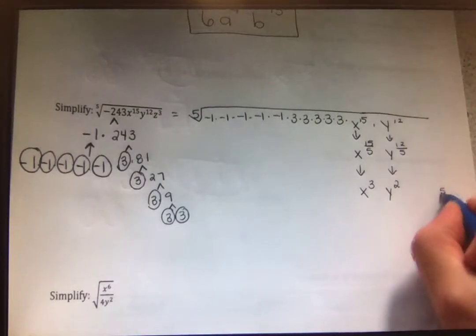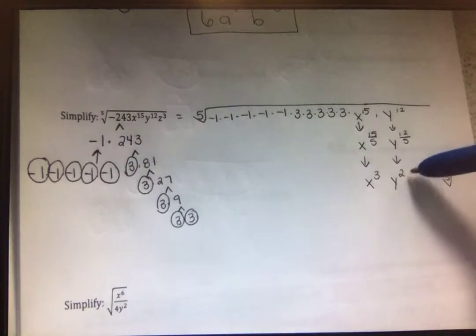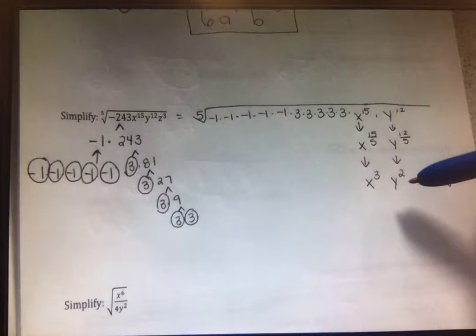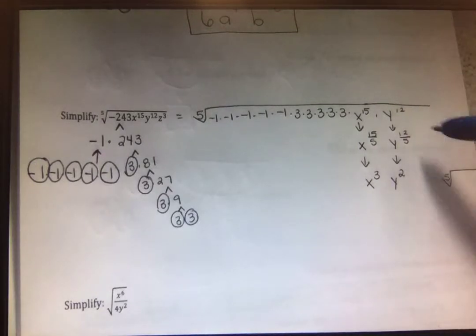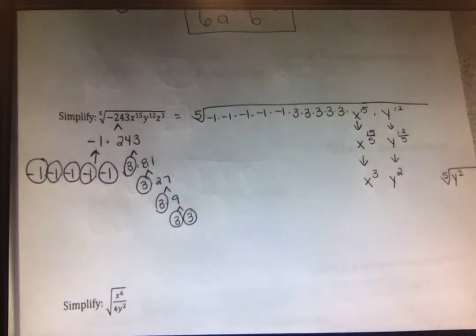And if we have the 5th root, if 2 groups are coming out, that means 2 groups of 5. So 2 times 5 will give us 10 y's coming out. Because there's 12, that means 2 are left over. So 2 are going to be left over underneath the radical.